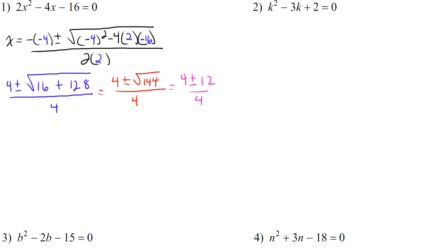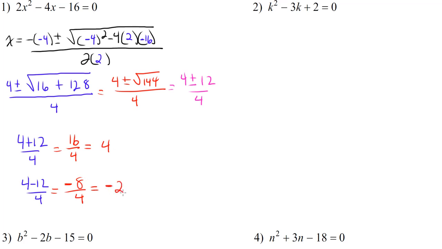And now we could write our two separate expressions. So one is going to be 4 plus 12 over 4, and the other one's going to be 4 minus 12 over 4, and we work these out. 4 plus 12 is 16, and 16 divided by 4 is 4, and 4 minus 12 is negative 8, and negative 8 divided by 4 is negative 2. So these are our two solutions, 4 and negative 2.